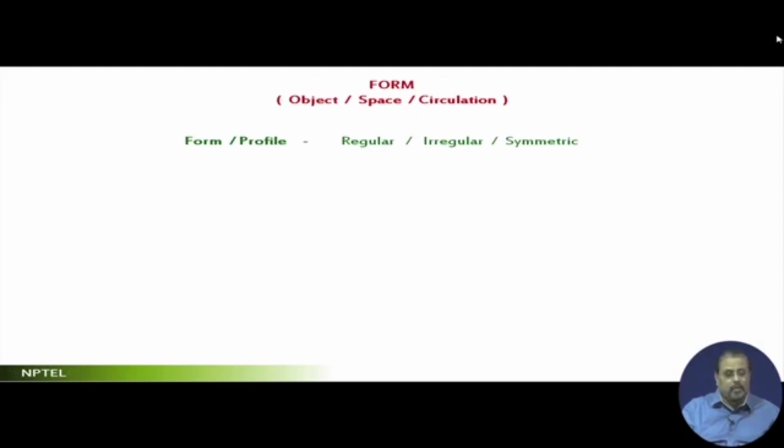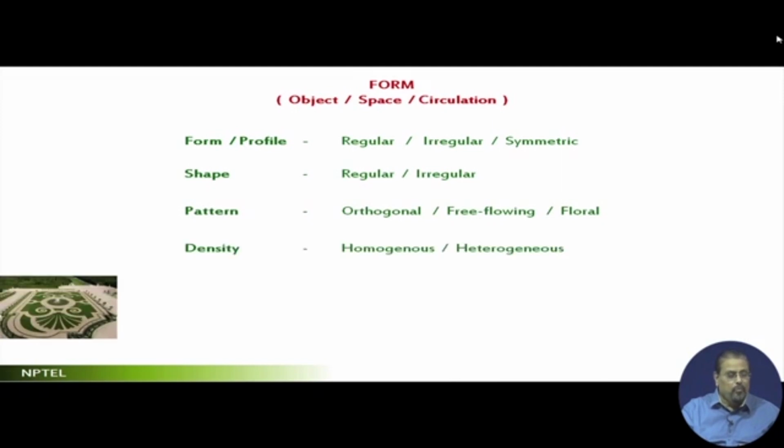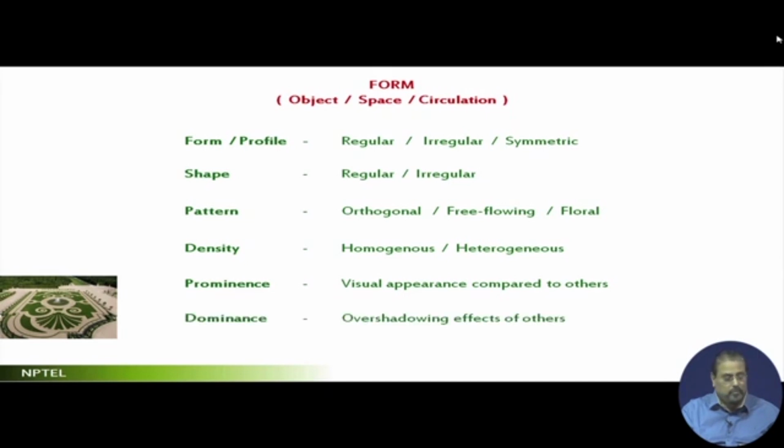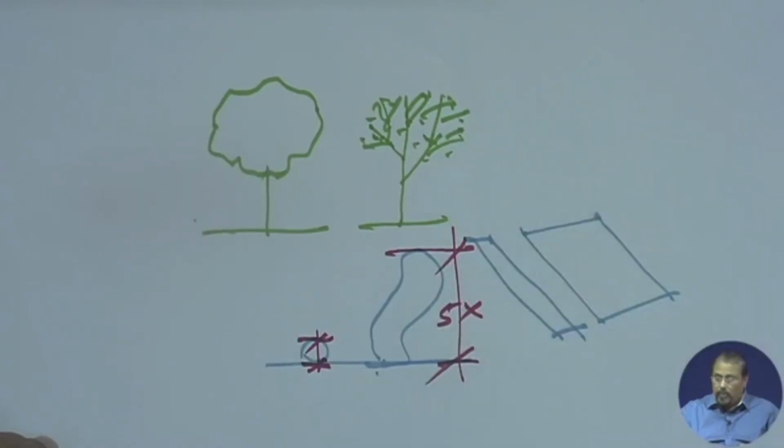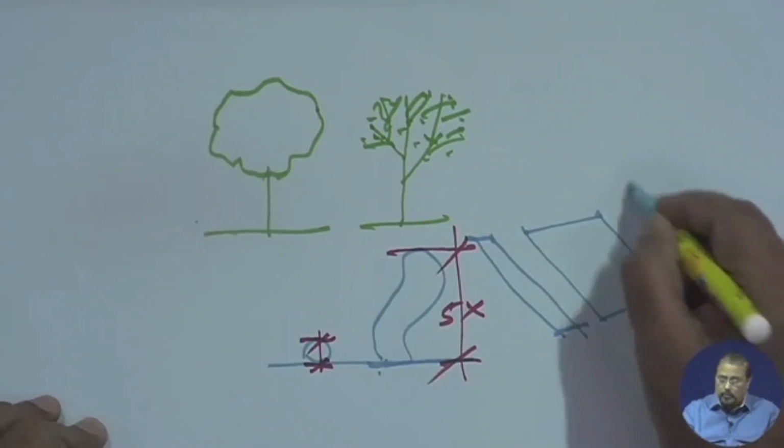Other aspects: form, profile, shape, pattern, density, prominence, and dominance. These aspects are again very, very subjective to a certain extent. But however, form and profile, we say for an object or space, whether it's a regular space or irregular space, or is it symmetric space, all these are with respect to the profile. Means this profile. Okay. Is it regular? This is regular. This is irregular.